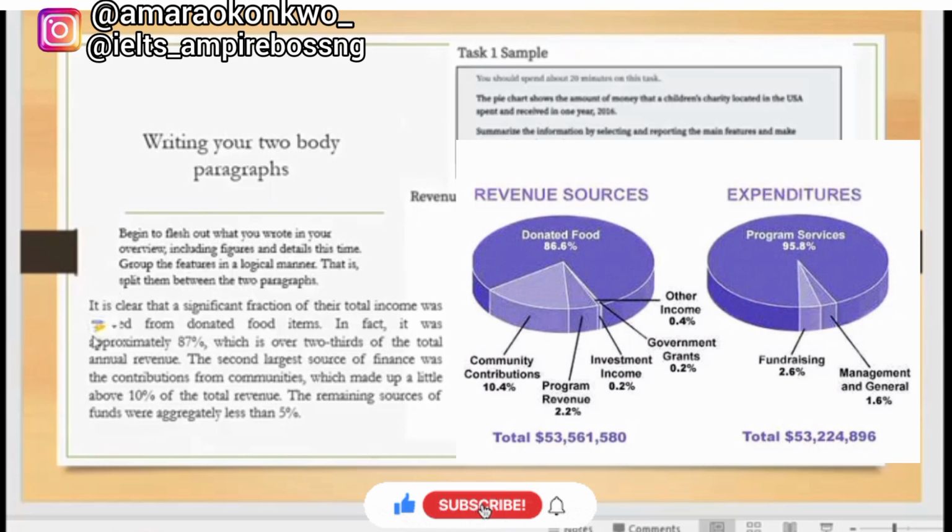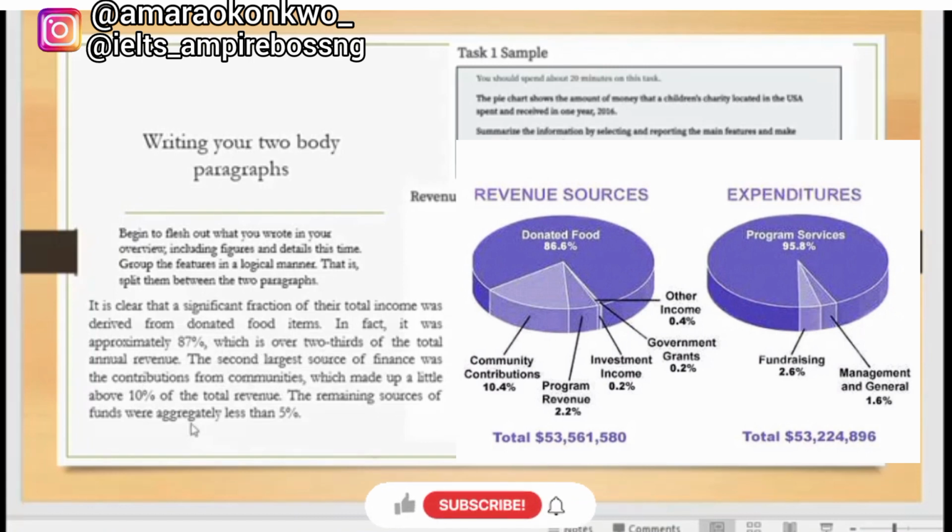So let's see how I wrote this first body paragraph. It is clear that a significant fraction of their total income was derived from donated food items. In fact, it was approximately 87%, which is over 2/3 of the total annual revenue. The second largest source of finance was the contributions from communities, which made up a little above 10% of the total revenue. You know, they wrote 10.4 and we said a little above 10%. So this is a good way to express that.